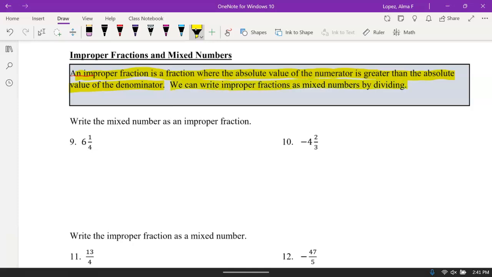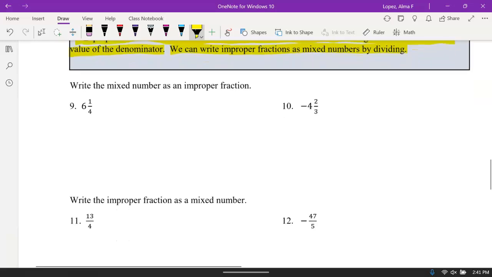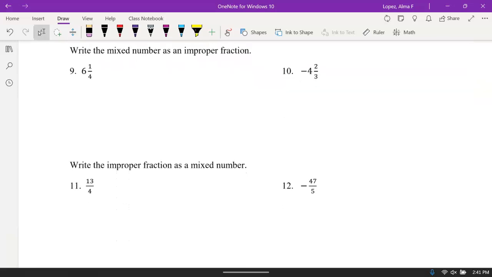fractions as mixed numbers by dividing, and then we can go back again from a mixed number to an improper fraction. It's kind of neat. So we're going to learn how to do that in this section on this video. And let's start with the number 9 here. It says write the mixed number as an improper fraction.